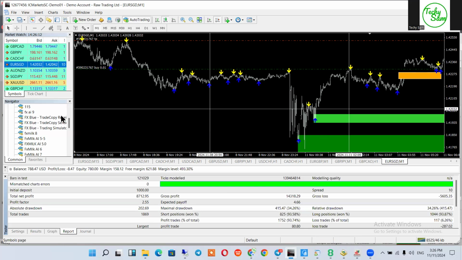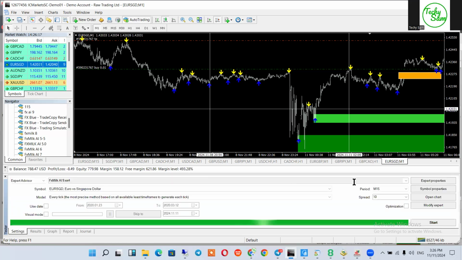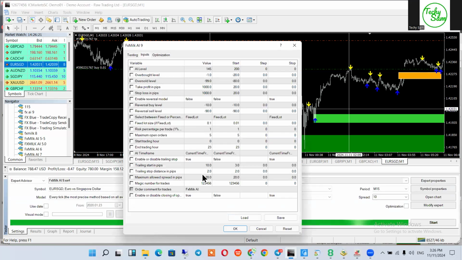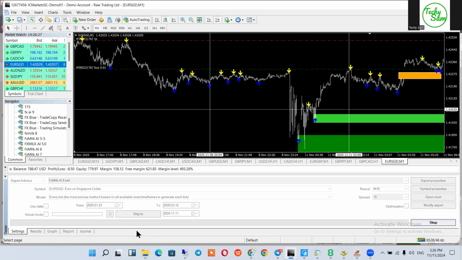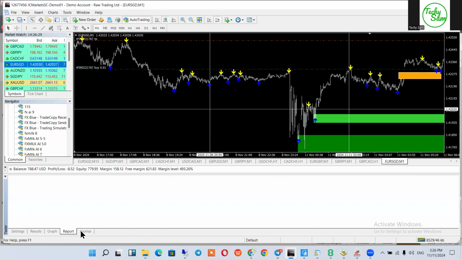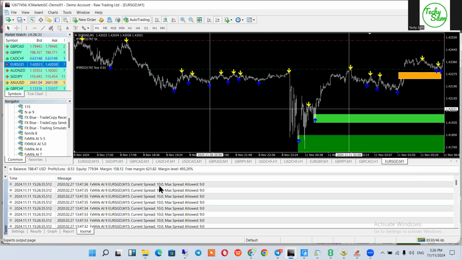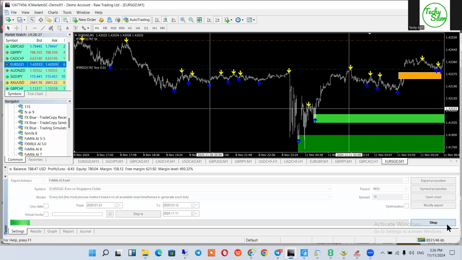And when the spread is too high, based on the settings of the EA, it does not take trades. Now, for a certain purpose, let me put the max spread at 9, and the spread here is 10. So you see that the EA wouldn't take any trade. It's telling me that the current spread is 10 and the max spread allowed is 9, so it's not allowing it to take any trade. So that is what happened there.